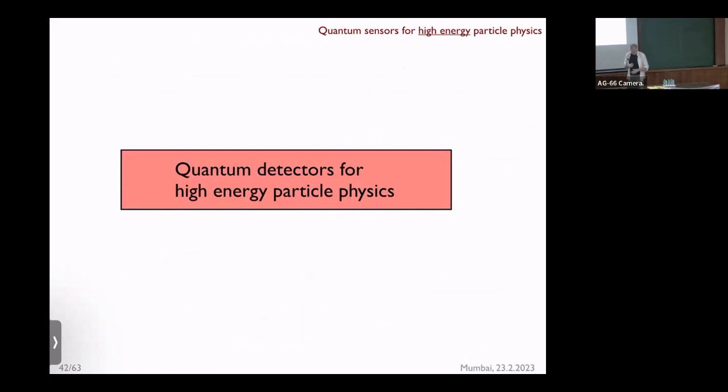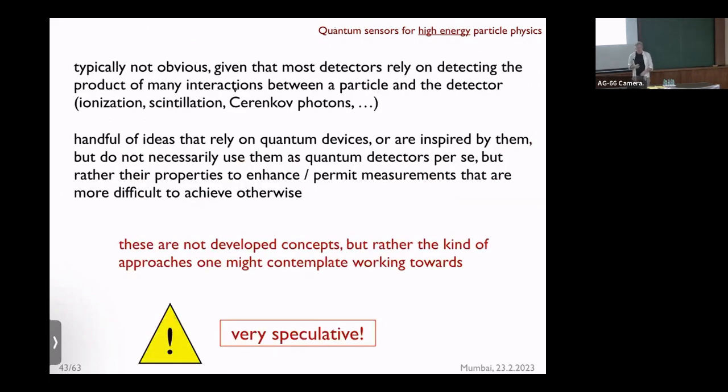So now I'm going to switch gears completely and start talking about high energy physics detectors and how quantum detectors can start playing a role in high energy physics detectors. And this is, of course, typically not obvious because these detectors at high energy rely on numerous interactions between the particles that you're trying to measure and the detector itself. Whereas a quantum device basically uses a single interaction.